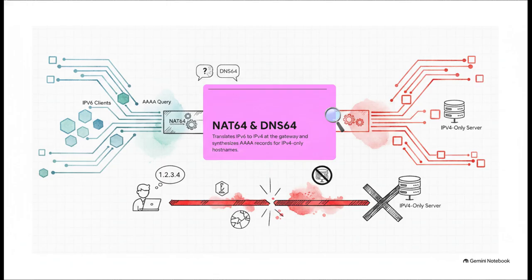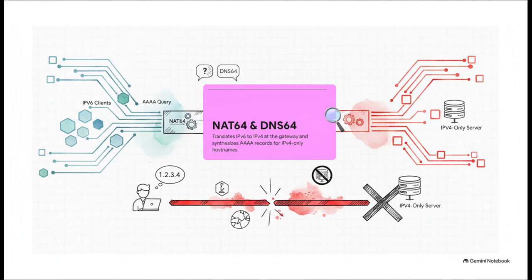They pair that with DNS64 to trick IPv6 clients by synthesizing fake AAAA records for IPv4-only servers, usually by just slapping the prefix 64:ff9b::/96 right on the front. It's honestly a clever workaround.